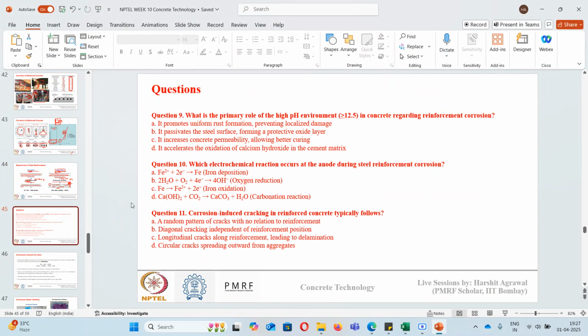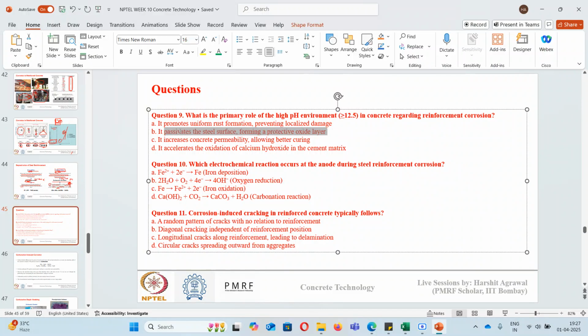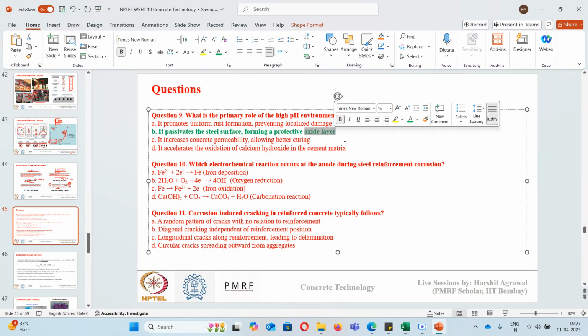Try to answer these three questions quickly. What is the primary role of high pH environment in concrete regarding steel reinforcement corrosion? We have just seen this. The primary role is to passivate the steel structure, forming a protective oxide layer. Here you can see the oxide layer that is formed due to passivation. It is the ferric oxide layer which is formed.